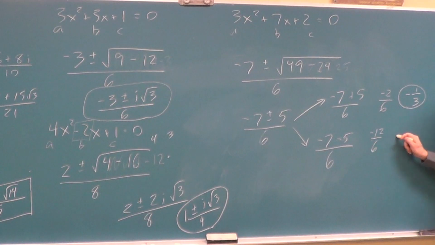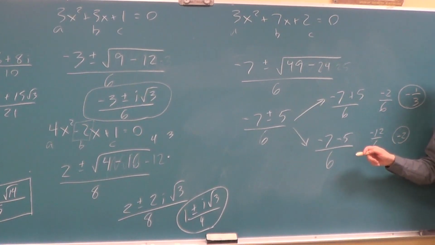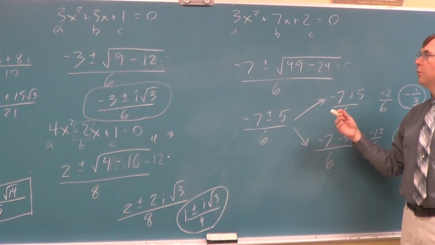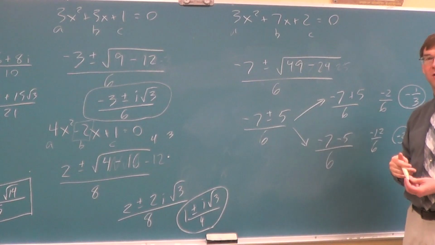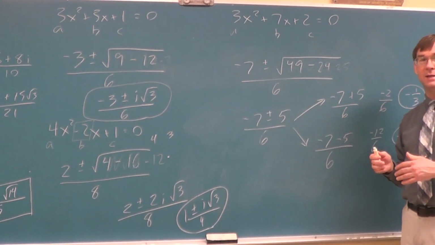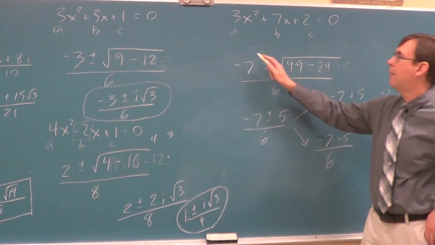This will be -12 on top of 6, which is -2. What do you think it means if you get a root that you can evenly do? What do you think that meant you could have done? If you get to a point where there's a root that's doable, that means factoring was possible from the beginning.